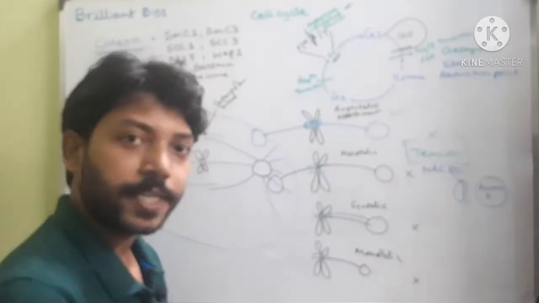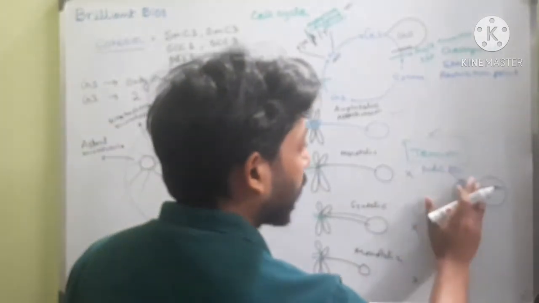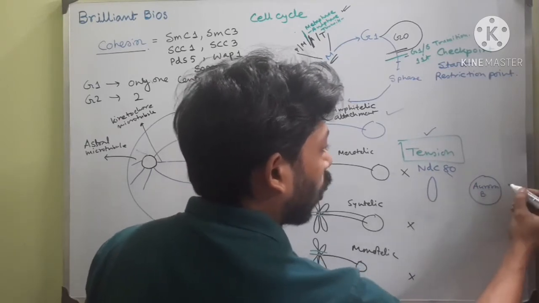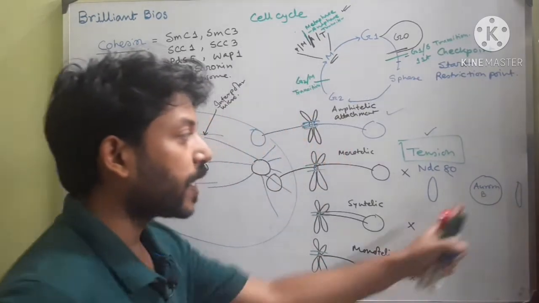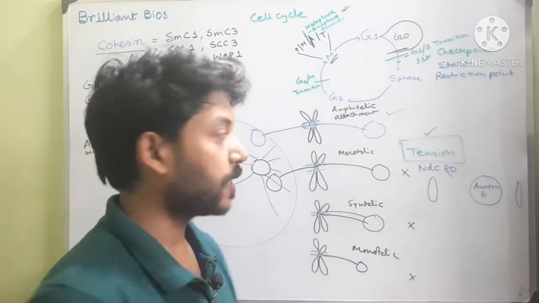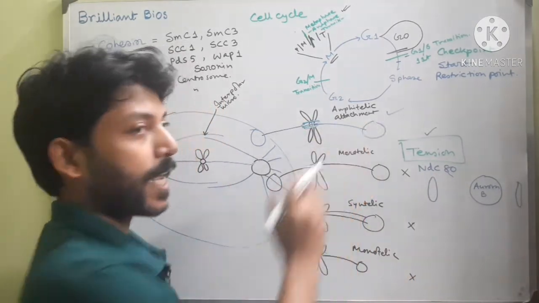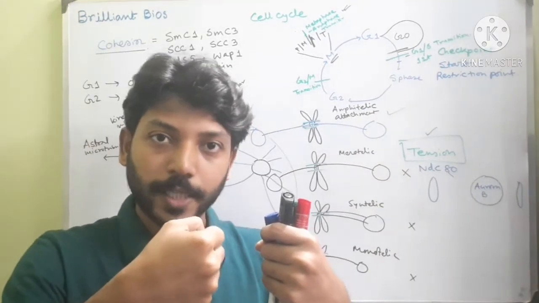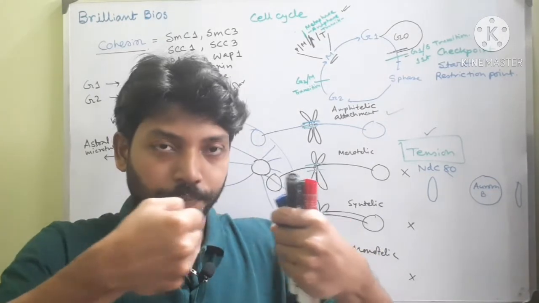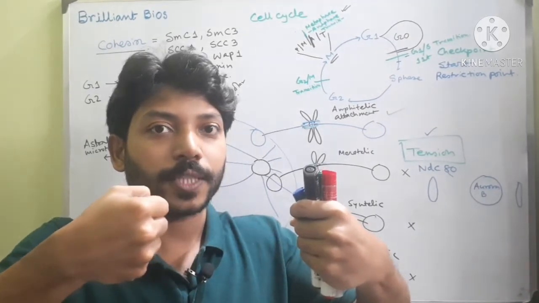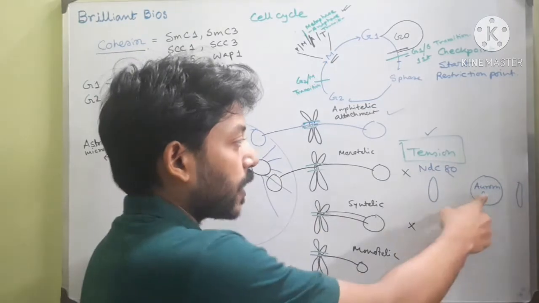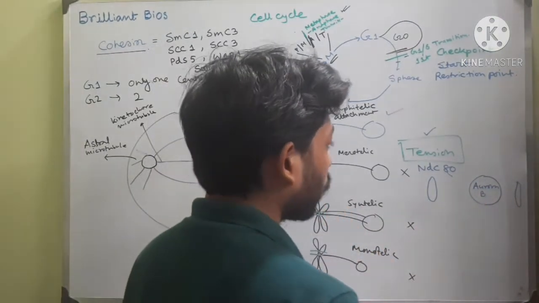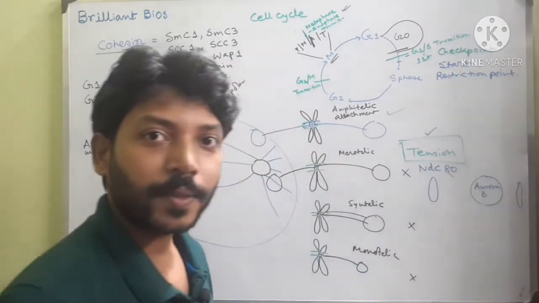When there is enough tension, this NDC80 gets separated from the Aurora B kinase, and now the Aurora B kinase cannot phosphorylate this NDC80 when there is perfect arrangement. You have to understand this. NDC80 is present in the outer segment of the kinetochore. When this pulling occurs, this NDC80 becomes distant from the Aurora B kinase at the center of the kinetochore. Then this enzyme cannot phosphorylate this NDC80.